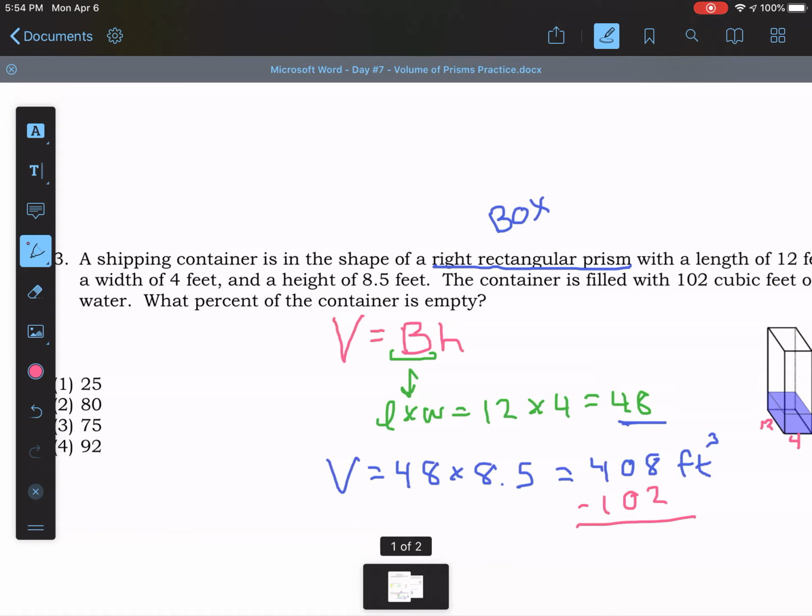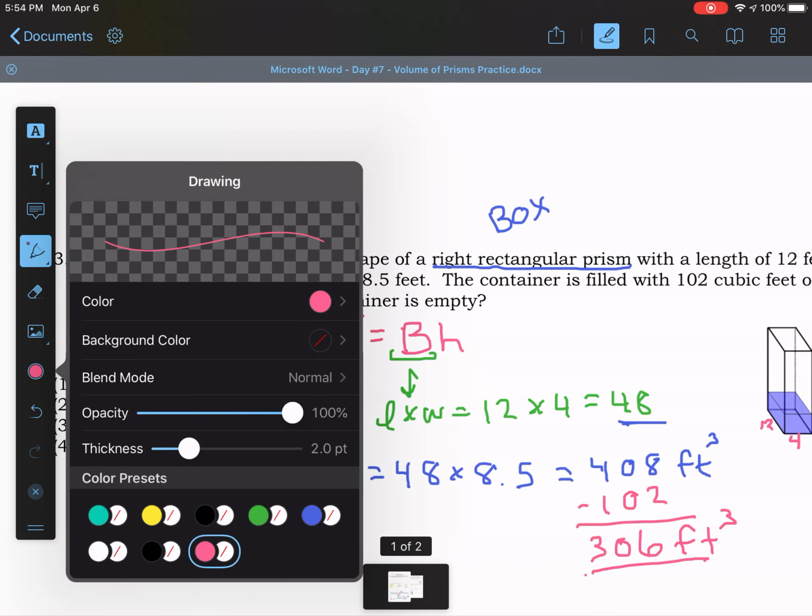So this question says the container is filled with 102 cubic feet of water. What percent is empty? If I want to find the percent that's empty, let's first find the amount of the container that's empty. So if 102 cubic feet are being used of the 408, I'm just going to subtract the 102. When I do that, I get 306. So what this means is that 306 cubic feet are empty. This is the amount of the box that's empty.